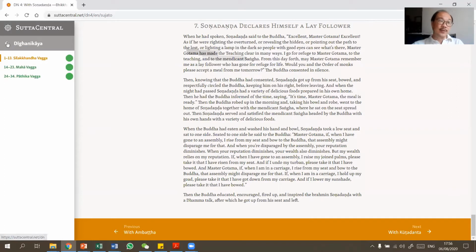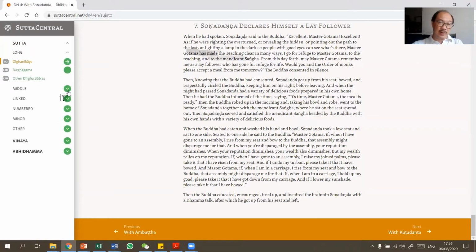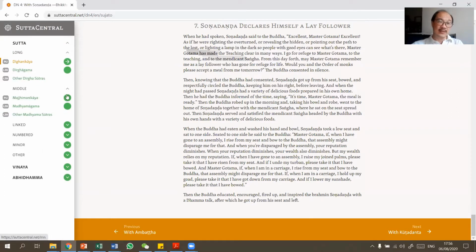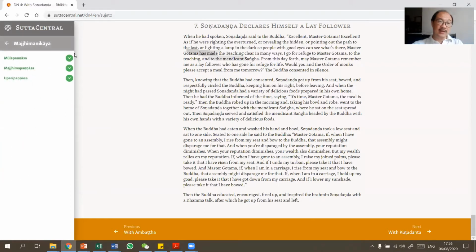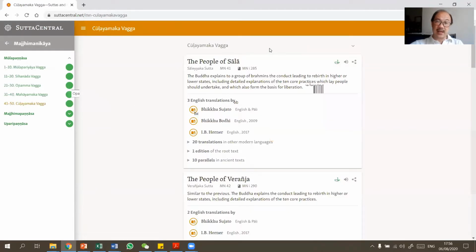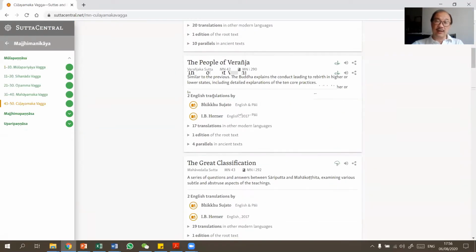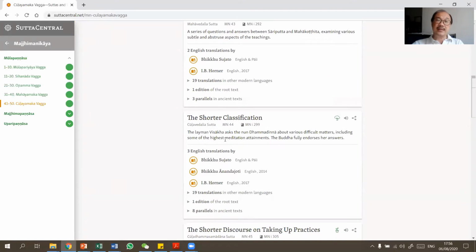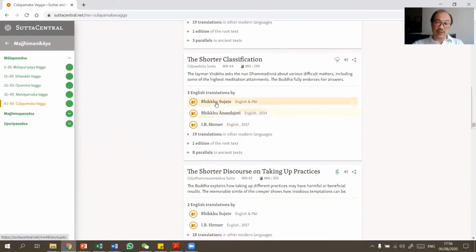So if we move into the Majjhima Nikaya, similarly, you will have the same concept, and then you have all the vargas. There are 15 vargas over here. As an example, we go into one of the vargas here. Same, right? You have all the Majjhima Nikaya 41 and all the suttas. Similarly, if you would like to go into the translation, just click into a translation.